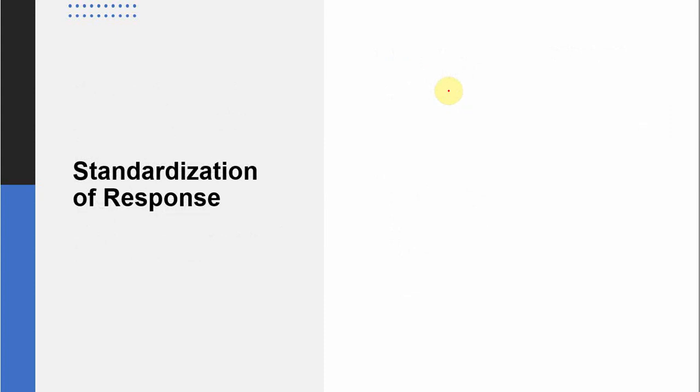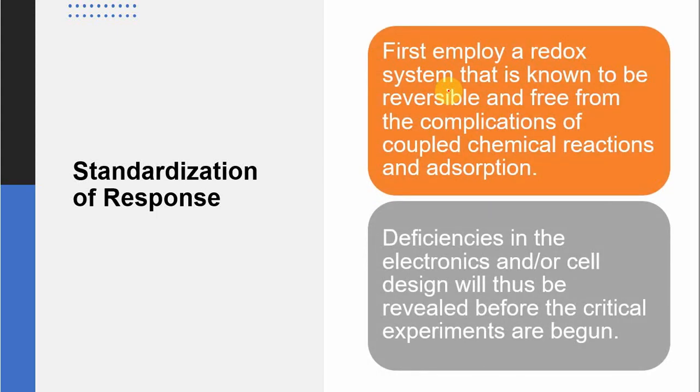Now it is important that before we start the experiment, we have to standardize the response. For that, firstly employ a redox system that is known to be reversible and free from the complications of coupled chemical reactions and adsorption, and any deficiencies in the electronics and cell design will thus be revealed before the critical experiments begin. So any of the reversible systems can be used which have a standardized response. For example, potassium ferri and ferrocyanide is a reversible couple which can be used at solid electrodes. Similarly, there are some other materials which can be used for hanging drop mercury electrodes or similar kinds of electrodes.